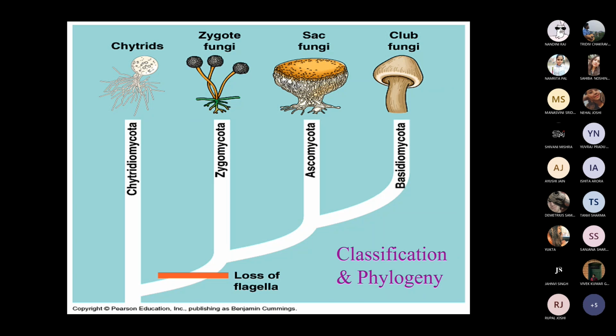So chytrids are the simplest ones, then the club fungi are the complex ones, right? They produce different kinds of spores and fruiting bodies or structures such as basidia. They produce basidiospores. In asci, they produce ascospores. In zygosporangia, they produce zygospores, right? So different kinds of spores are formed here.